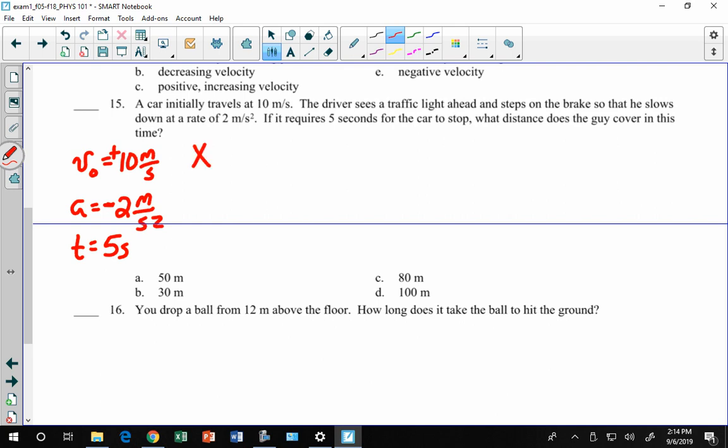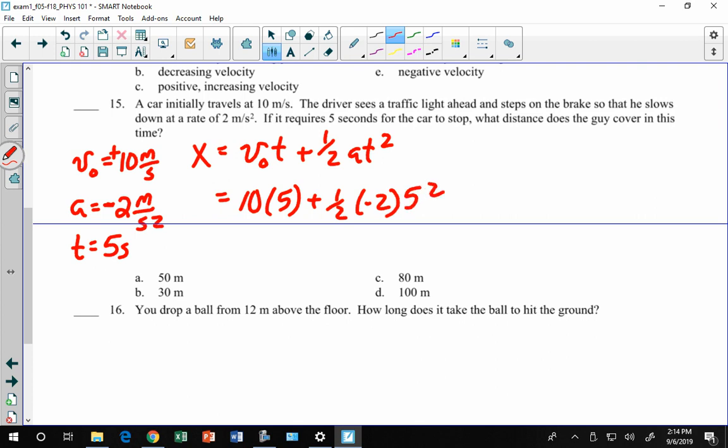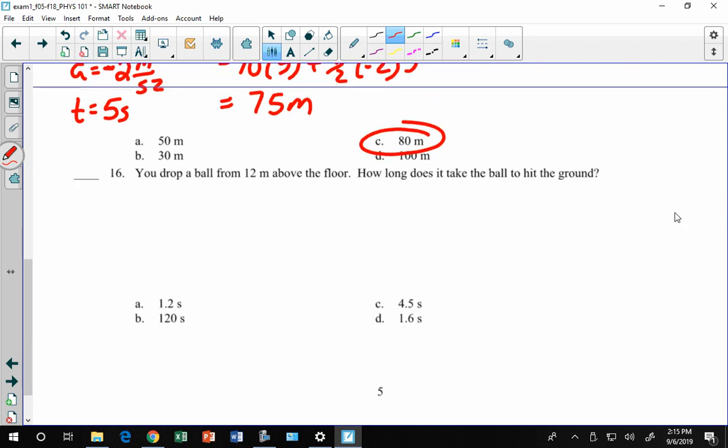Okay, so now that I have it all written down, if I'm looking for X, it actually turns out to be a pretty simple question because the only equation I have for X is this one. And I have everything that's there. 10 times 5 plus 1/2 of negative 2 times 5 squared. That's 75 meters. Oh, keeping 1 sig fig, the answer is going to be 80. Okay? That's a good question. You could see something like that. Not identical to that, of course, but something like that.